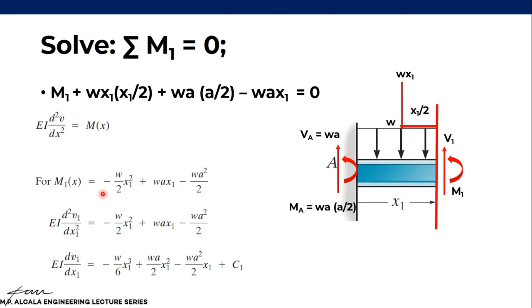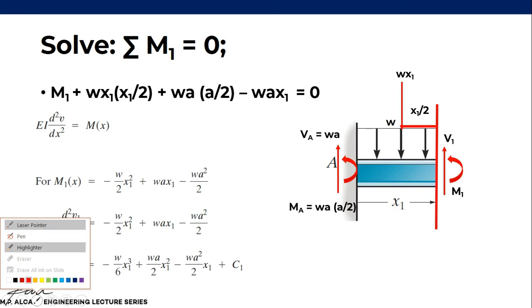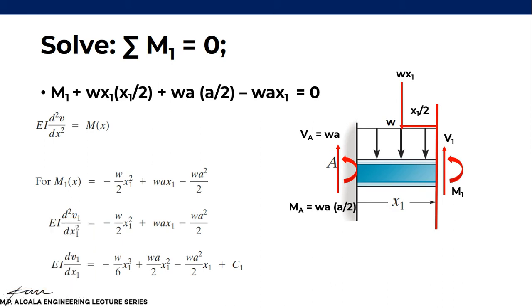So, integrating both sides. Now let me change my highlighter. Let's use yellow. Integrating. If you integrate this, M sub 1, integrating that will give you this. And integrating this one will give you this. So, that will be my equation 1. I hope you remember your integral.